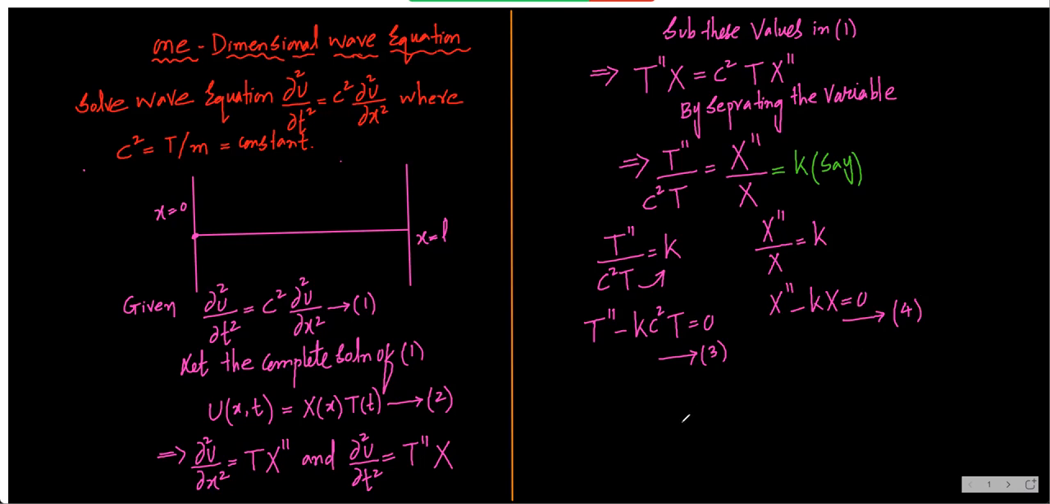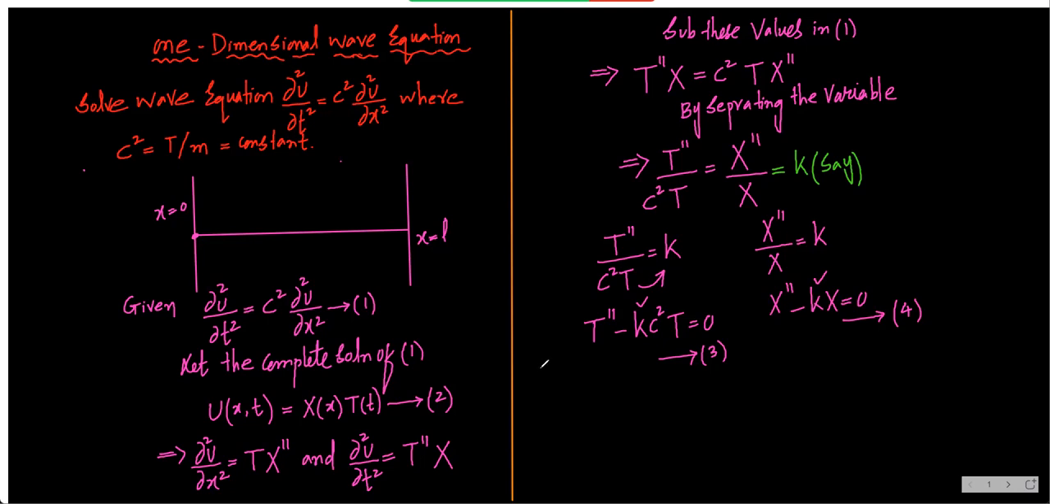So the entire solution of this wave equation depends upon this value of k. There may be three cases possible: k is negative, k is positive, or k is equal to 0. You have to deal with all the cases. What happens when k is equal to 0? We can see case 1.